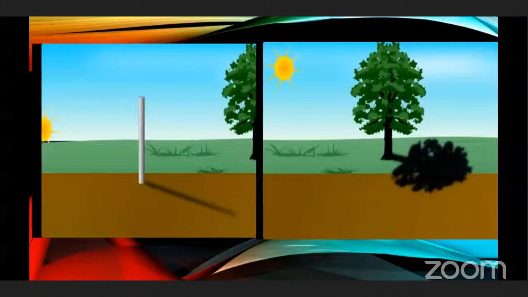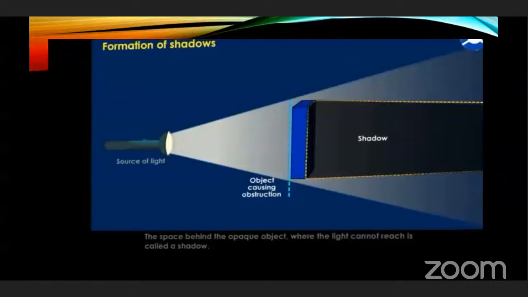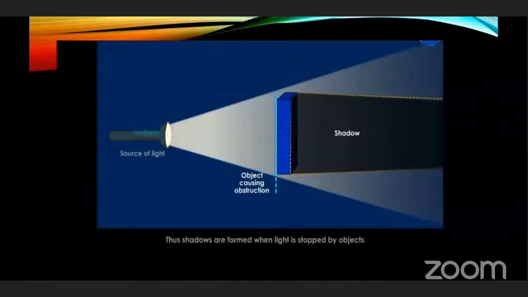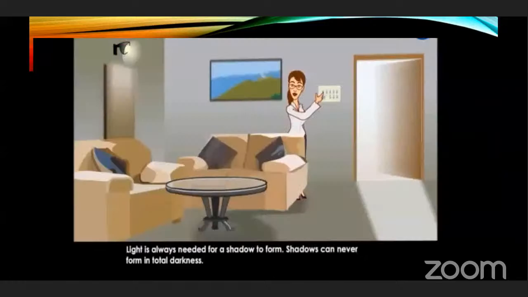So, do you know what is a shadow and how is a shadow formed? We will see that. See, formation of shadow. When there is a source of light and if we put any object in the path of the source, that time the light cannot reach behind that object. That time a shadow is formed. Shadows are formed when light is stopped by an object, the object causing obstruction in the path of light. For shadow formation, light is always needed. Shadow can never form in total darkness. In the dark, we cannot see a shadow. So for shadow formation, light is always needed.